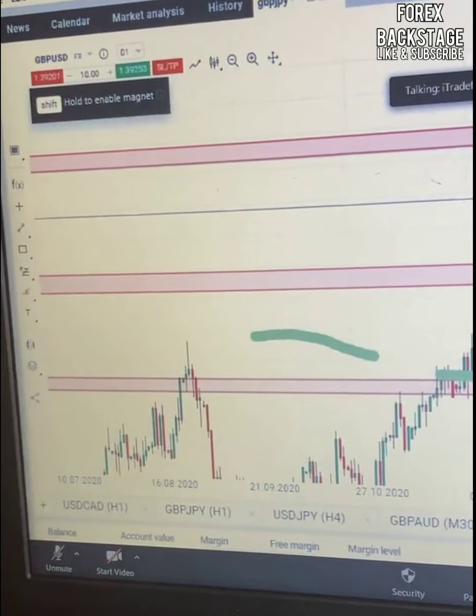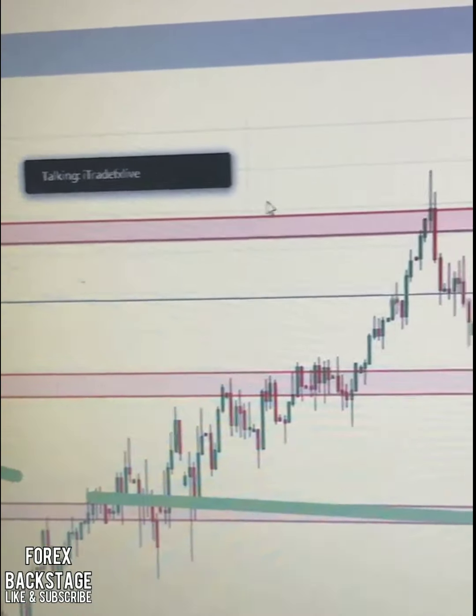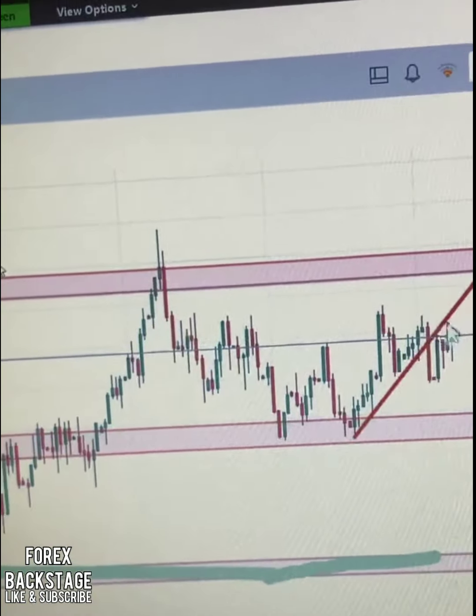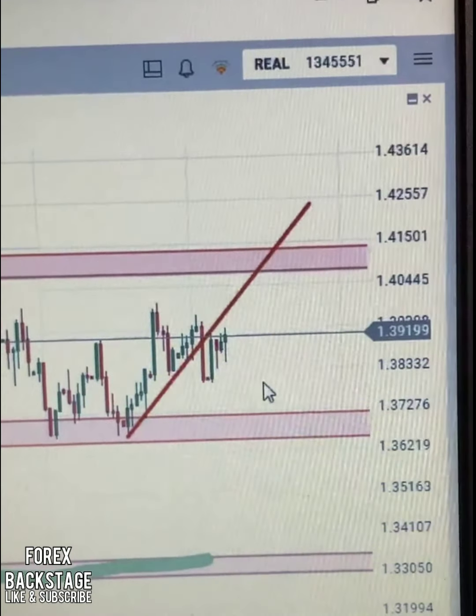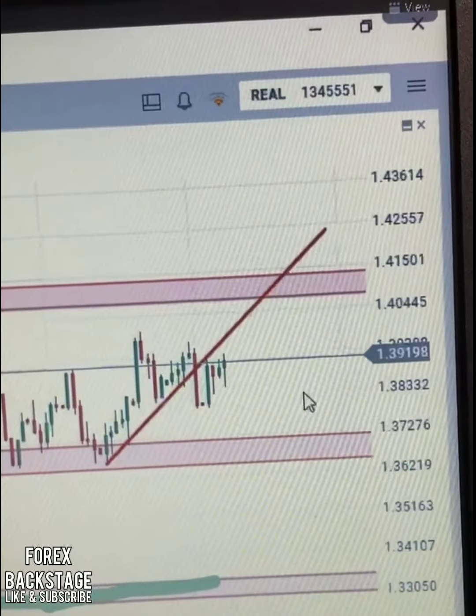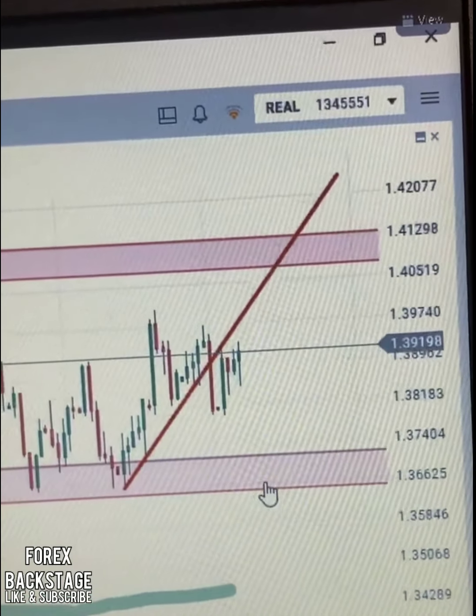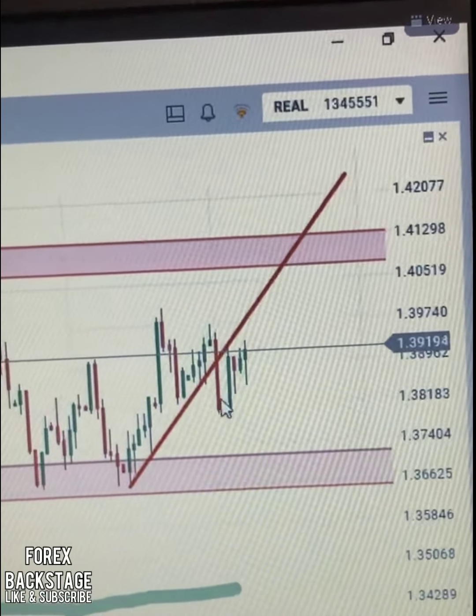Is it pulling back to test the trend line? Because I said anything that is broken must be retested. Are you pulling back to test the trend line? Are you not going to make your way, are you going to make your way down to the zone of sensitivity at the bottom here?